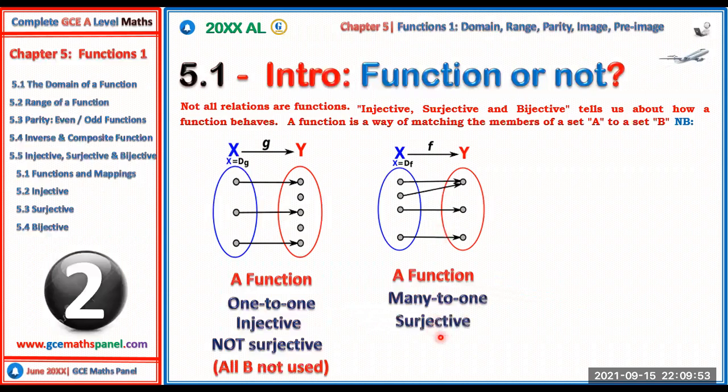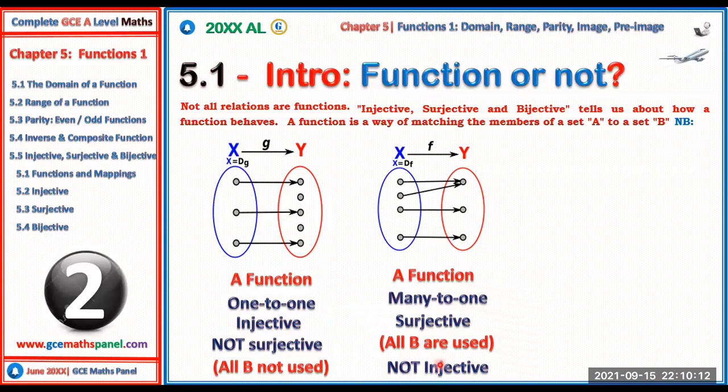It is surjective, and all the elements in B have been used. If you look at the codomain, all the elements have been used. So that is why it's surjective, because all the elements have been used, and it's also many-to-one. So this is not injective.